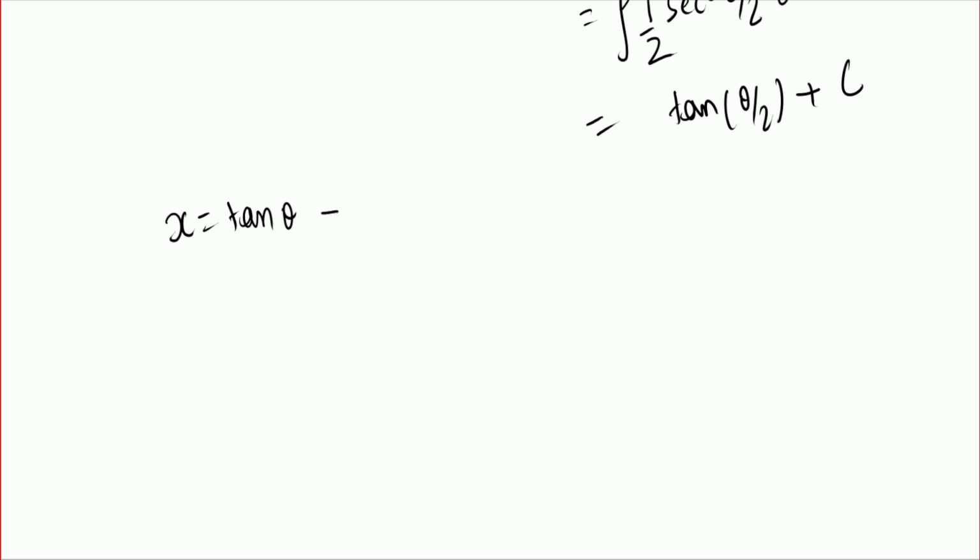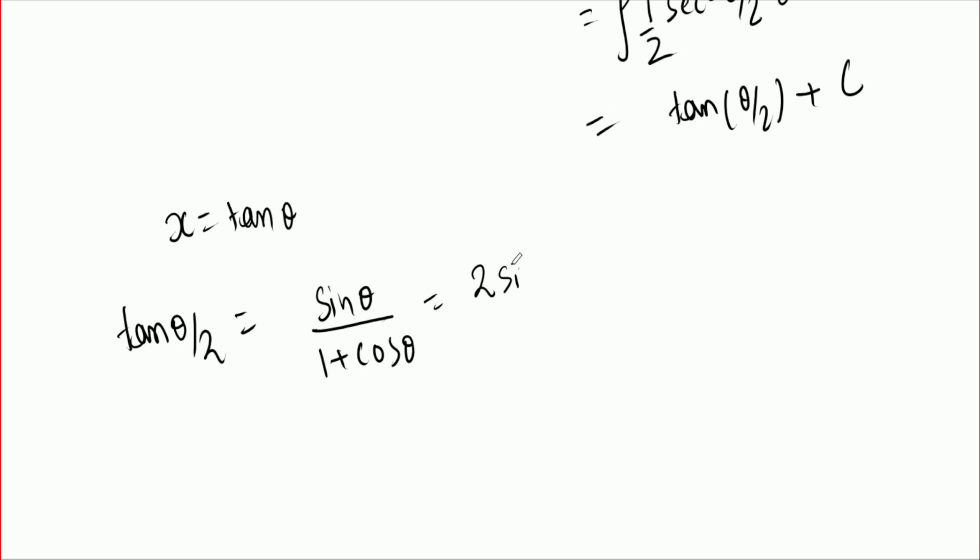So x is tan theta. I think I can write tan theta by 2 is basically sin theta over 1 plus cos theta, right? I mean, you can prove it. This is your sin theta, which is basically 2 sin theta by 2 into cos theta by 2, and this is your 2 cos square theta by 2, right? So you will get tan theta by 2. I think this is the best way to find the half angle of tan if you are given tan theta, right?